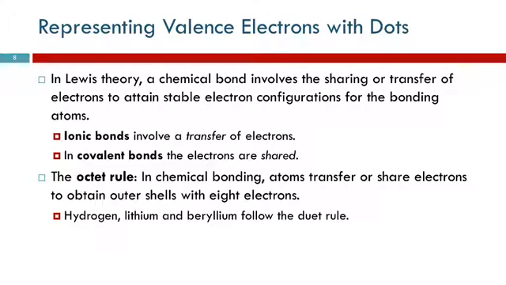Covalent means sharing valence electrons, and that bonds the atoms together. And then what we call the octet rule is that in chemical bonding, the atoms are going to transfer or share electrons to obtain outer shells with 8 electrons. In other words, to get 8 valence electrons. These little guys, hydrogen, lithium, and beryllium, follow the duet rule. Helium doesn't bond, so that's why he wasn't in that list. Questions?